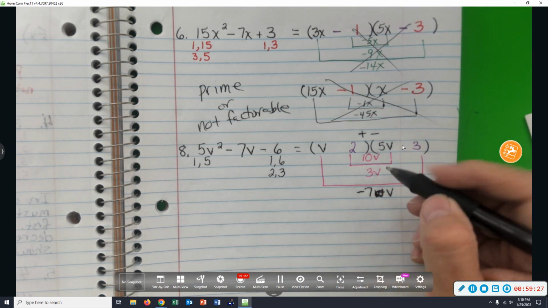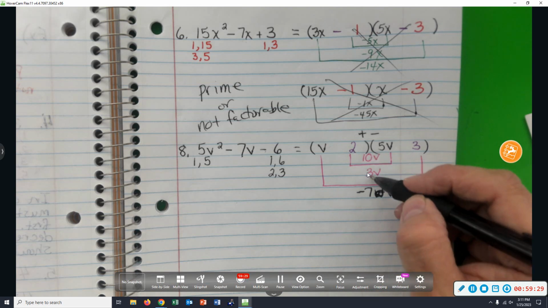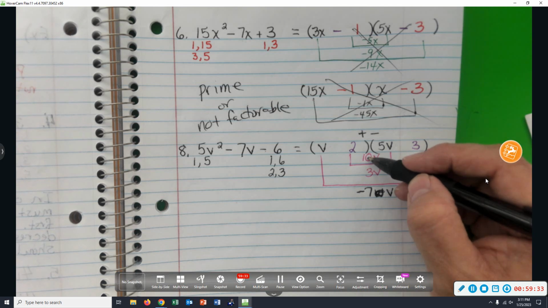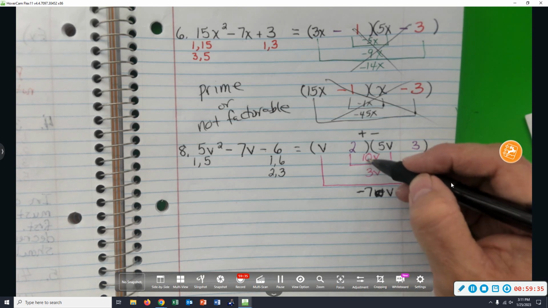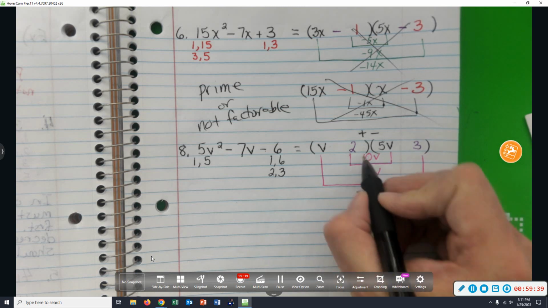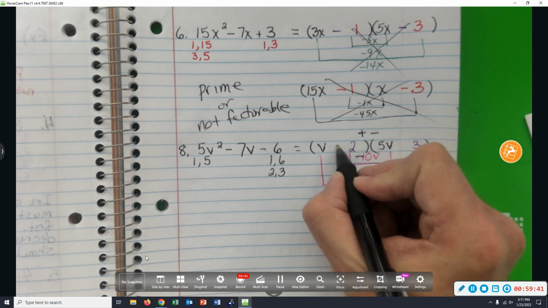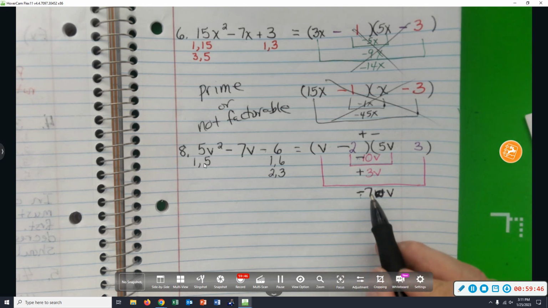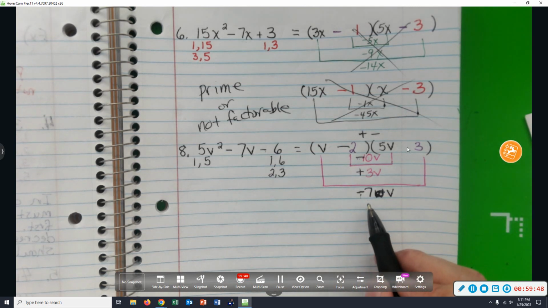Okay, wait, so you're saying put the negative in front of the 3, or did you say use right here? What are you saying? I'll give you a hint. The bigger number is going to have to be negative. It's going to have this sign. Okay. I agree. Then I'd have a negative 10 and a positive 3. That would give me a negative 7.